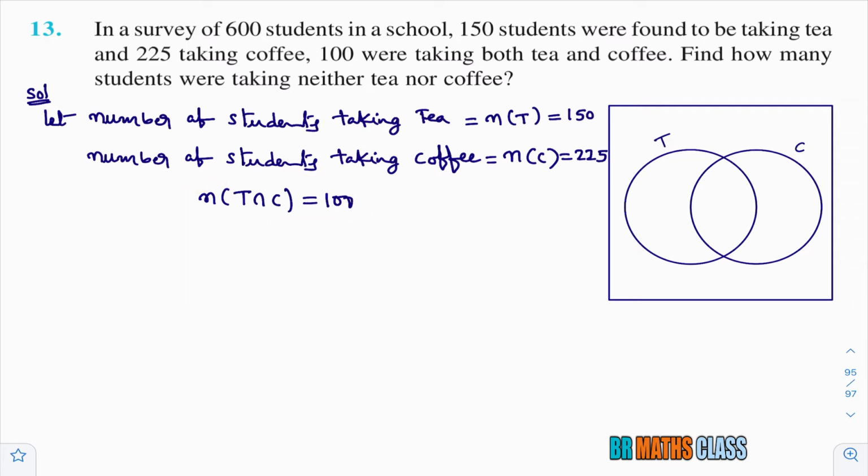See, this is the zone. We know the number of people who are taking both tea and coffee. They have given that this zone is 100. So here I'll write 100 first.